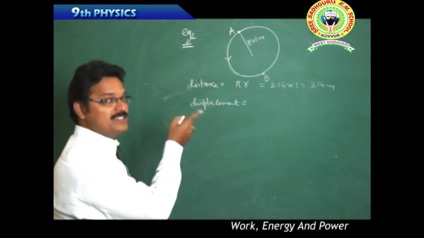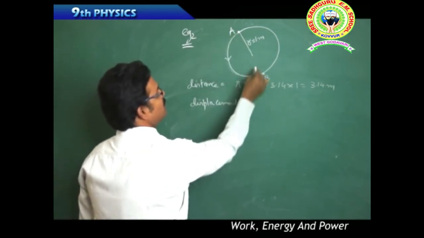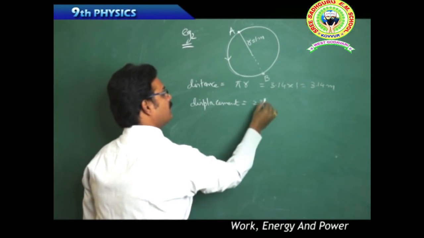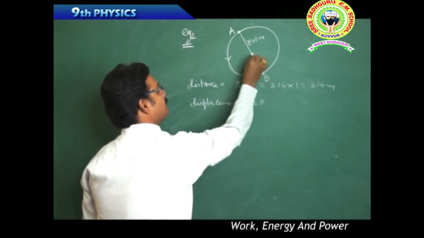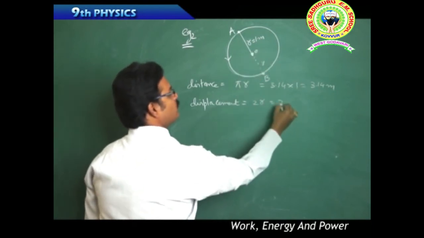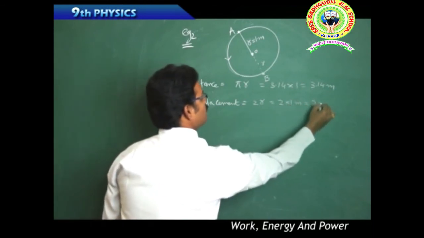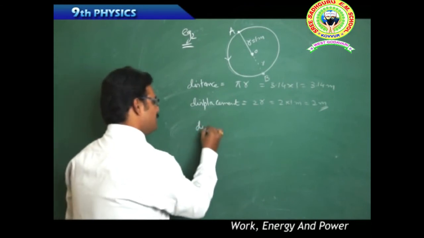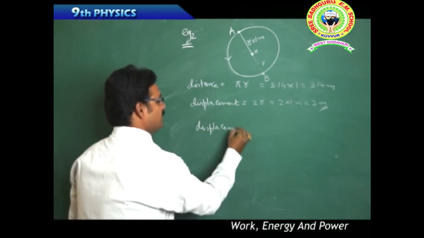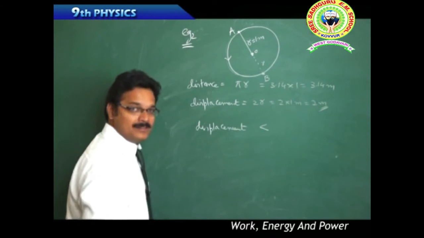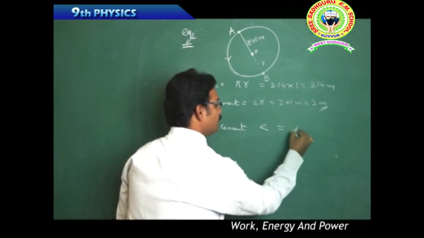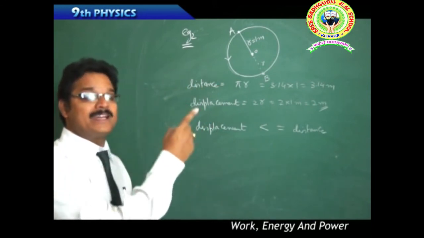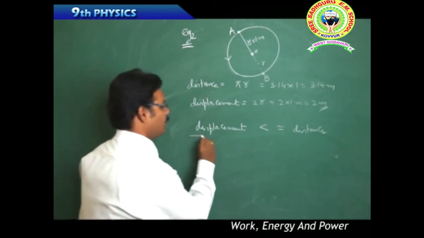Now displacement, shortest distance. Keep in mind A to B, shortest distance. So A to B shortest distance is nothing but 2r, r plus r. So therefore 2 into 1 meter is nothing but 2 meters. So with this you have to understand that displacement is always lesser than or equal to distance. It can never be greater than distance.